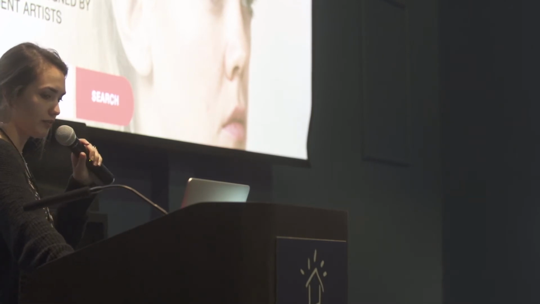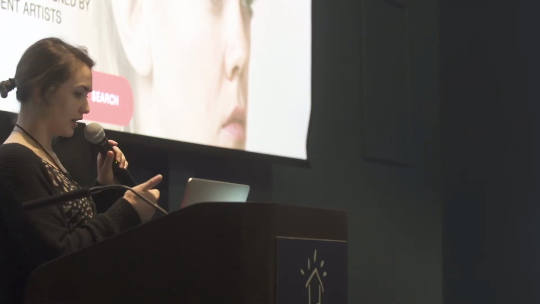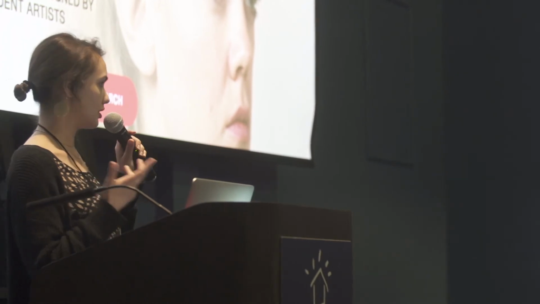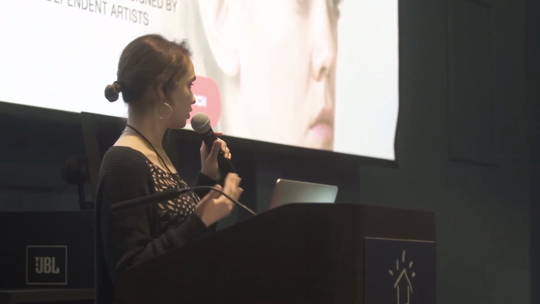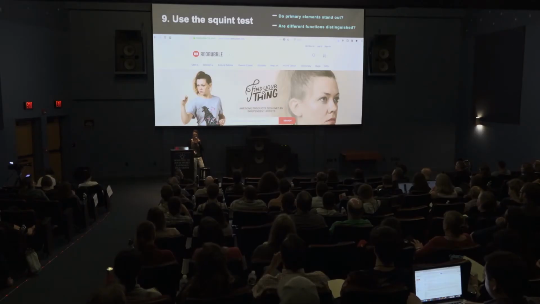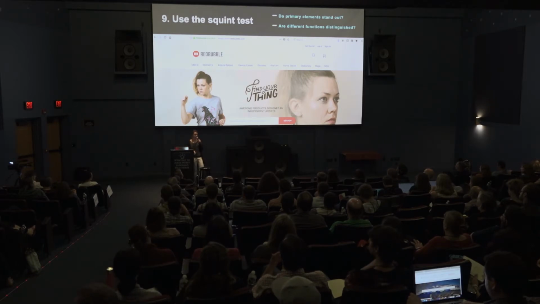Questions that you can ask yourself are, do the primary elements stand out? Are things sufficiently distinguished? Can you see the main thing that you're supposed to see? Do differently actionable items blur together? For example, that menu, if I squint, they all look the same. Is that something I want? And do things that function differently look the same?